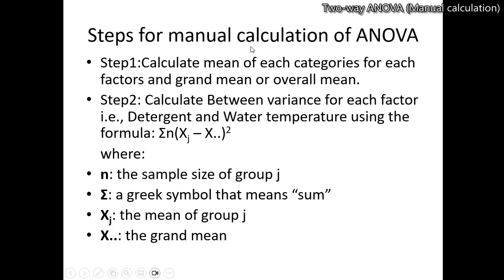Steps for calculation of ANOVA manually. Firstly, calculate the mean of each category for each factor and the grand mean, or overall mean. Step number 2: we calculate the between variance for each factor, that is detergent and water temperature, using the formula summation of n, where n is the sample size of group A, times the bracket x̄A, the mean of group A, minus x̄, the grand mean, squared.